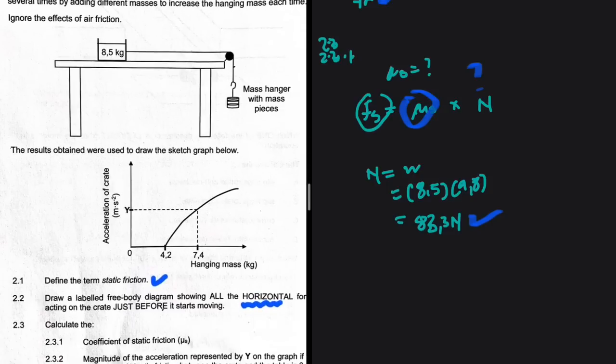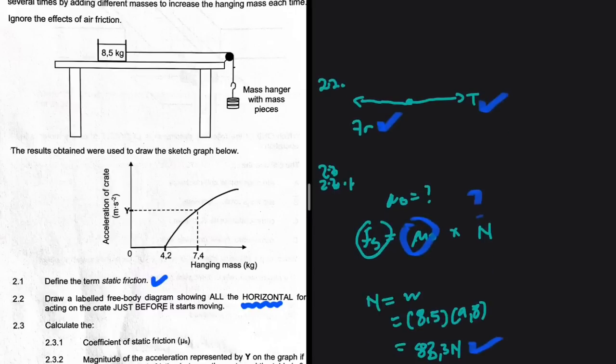And then the coefficient is what we're interested in. So how can we calculate the static frictional force? How can we possibly calculate that? Okay, let's take a look at our scenario here. In 2.2, we have a free body diagram of the crate just before it starts moving. Just before it starts moving, the static frictional force, because it's just before it starts moving, should be equal to the tension, right? But how can we calculate the tension?